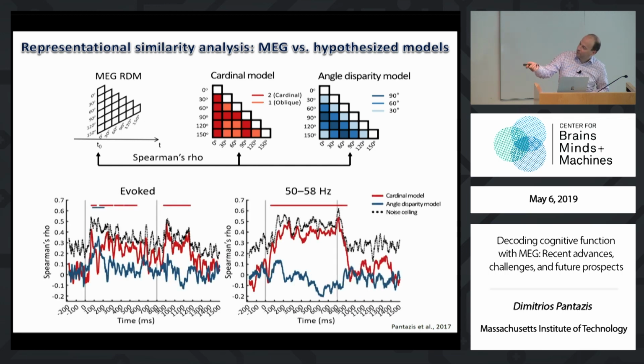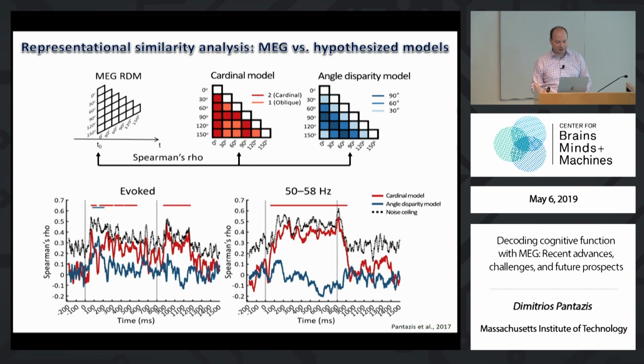And let me draw your attention, for example, to this plot, which shows the gamma rhythms and how the responses in gamma correlate with the different models. And the angle disparity model is drifting along chance, so it doesn't really carry any information in the MEG data. However, the cardinal model really explains the data for the duration of the presentation of the stimuli. And not only that, but it's very close to noise ceiling.